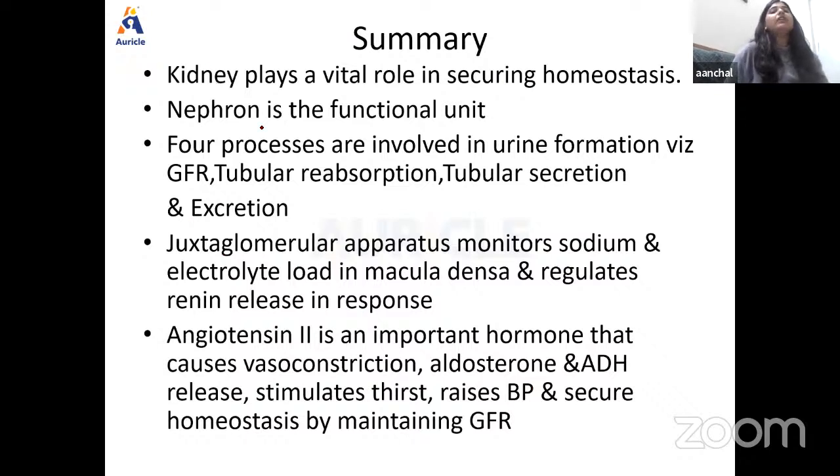So in summary, the kidney plays a vital role in securing homeostasis, and the nephron is the functional unit. The processes involved in urine formation are GFR, tubular reabsorption, tubular secretion, and excretion. The juxtaglomerular apparatus monitors sodium and electrolyte load at the macula densa and regulates renin release in response. We're going to discuss the juxtaglomerular apparatus in detail in the next class. Angiotensin is also an important hormone that causes vasoconstriction. Aldosterone and ADH release stimulates thirst, raises BP, and secures homeostasis by maintaining GFR.